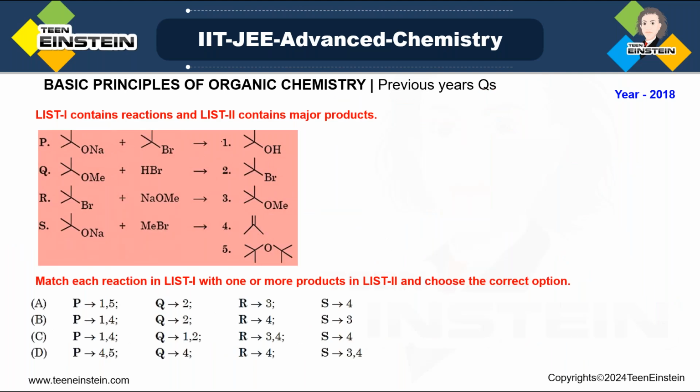List 1 contains reactions and list 2 contains major products. So from the first one, here we have a tertiary butyl group, then ONa, and we have this one. Now here what will happen? This is sodium tertiary butoxide. Sometimes it is also written like this: tertiary butoxide, O minus Na plus. So this is actually a very good base, a very strong base. This base can remove HBr from this molecule and generate a C=C double bond also. So one possibility you can get is number 4 molecule.